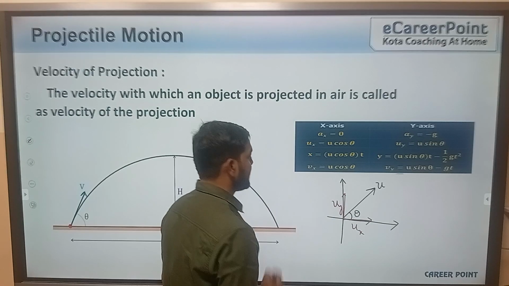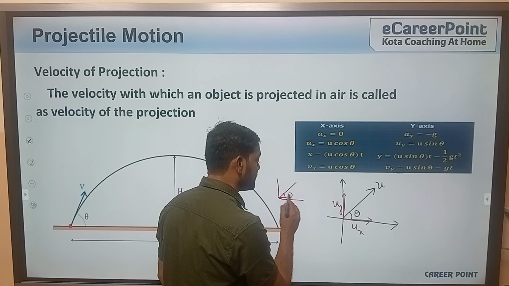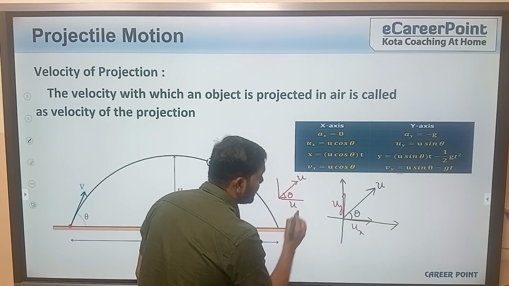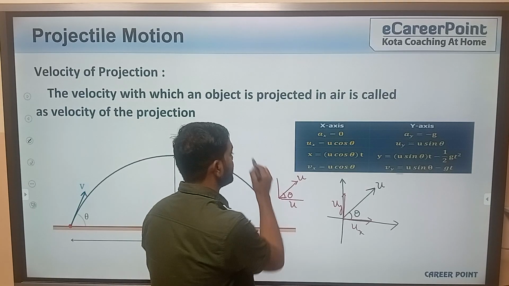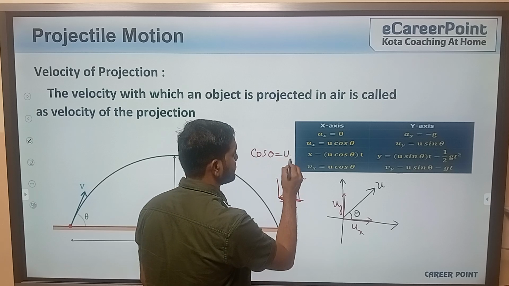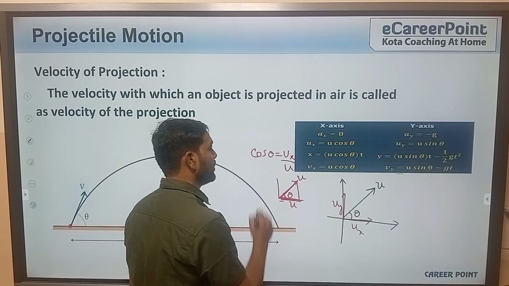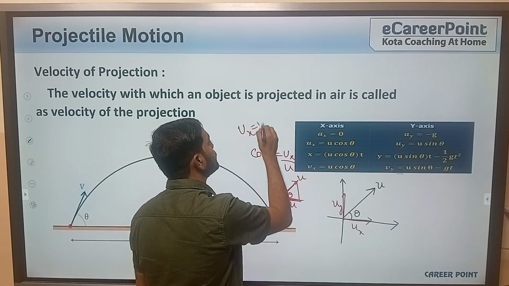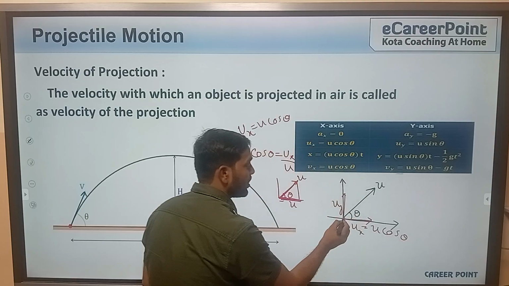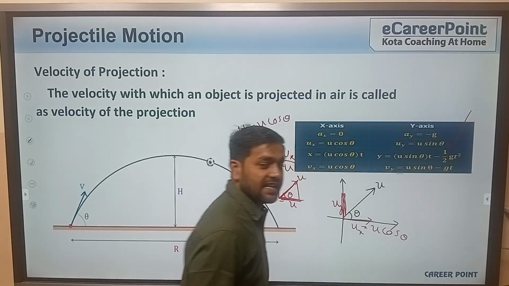In vectors we have studied that when an object is in this direction, it is making some angle theta. So if this is u, we are going to get cos theta. Cos theta is equal to the adjacent side, that is ux, by the hypotenuse, u. So ux is equal to u cos theta, and along the y-axis, uy is equal to u sin theta.